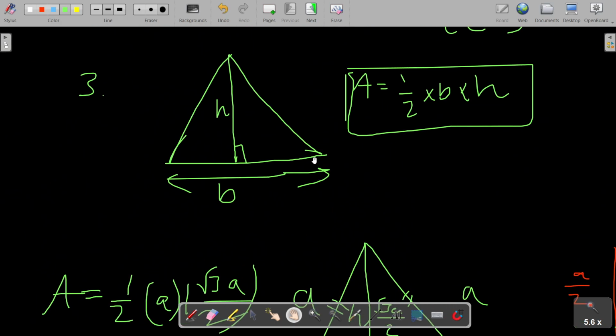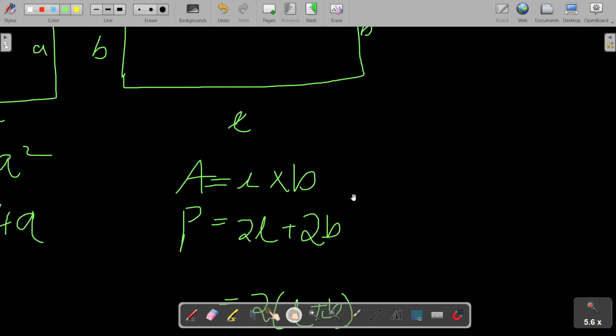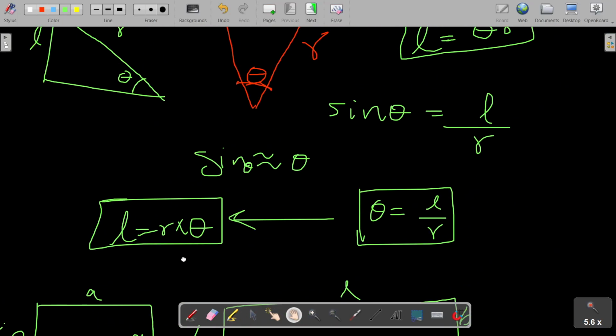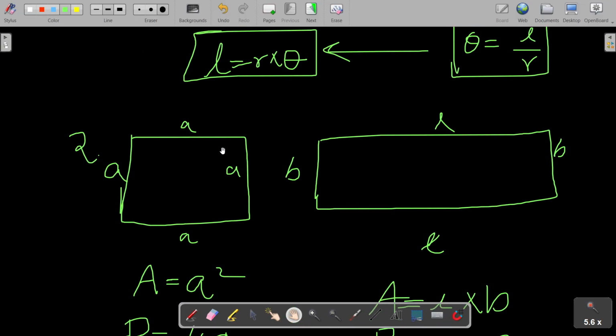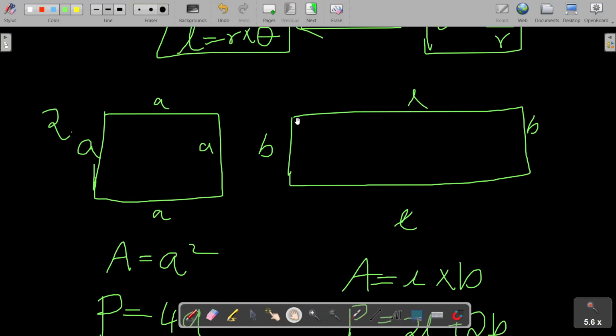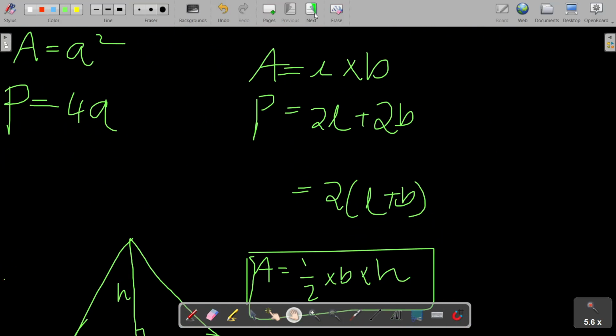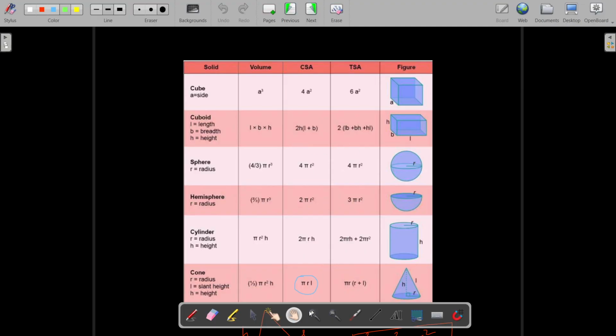equilateral triangle. Okay. So I've talked about triangles, I've talked about circles, and some basic things of rectangle and square. Let's move on to 3D shapes. So we are here, 3D shapes.